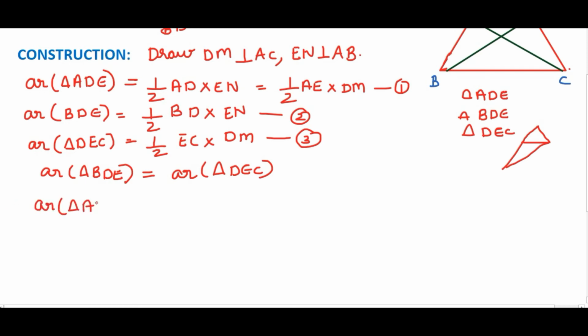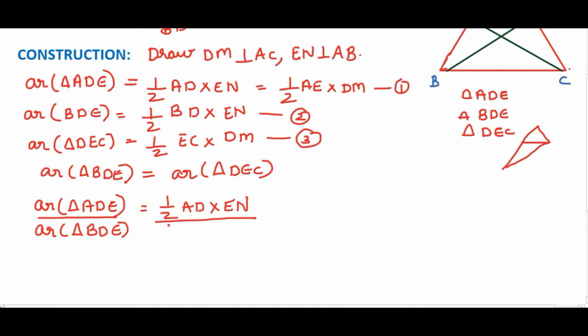So area of triangle ADE divided by area of triangle BDE equals half AD into EN, divided by, the second equation, half BD into EN. So this EN and EN cancel, half and half cancel. I have AD divided by BD. Let this be equation number 4.